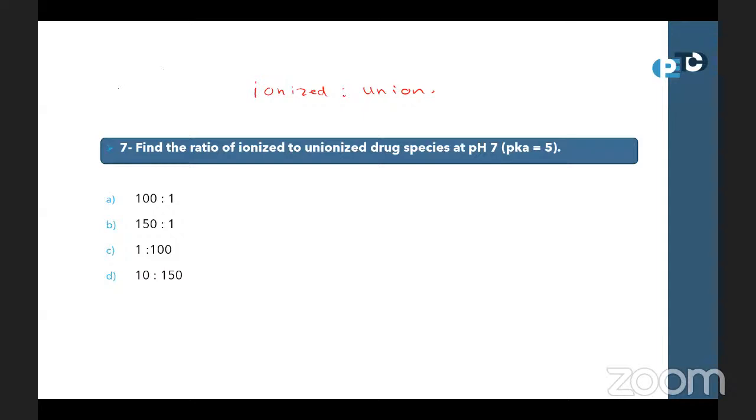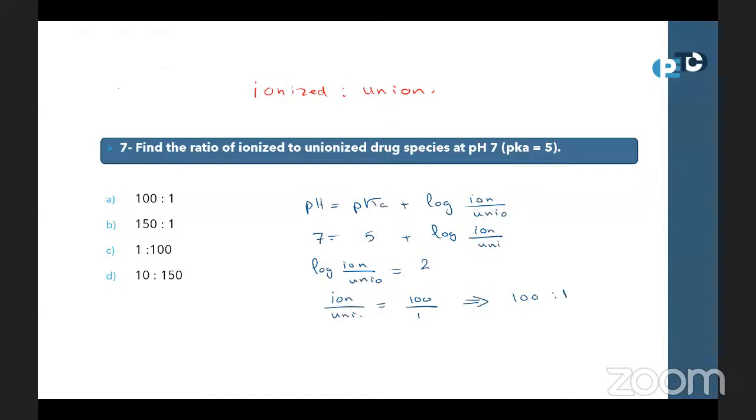By using the Henderson-Hasselbalch equation, which says that pH equals pKa plus log ionized over unionized. So we need to define this ratio. What is this ratio? Let us solve the formula. pH equals 7 and the pKa equals 5. The log of ionized over unionized equals 2. This means that ionized over unionized equals 100 to 1.